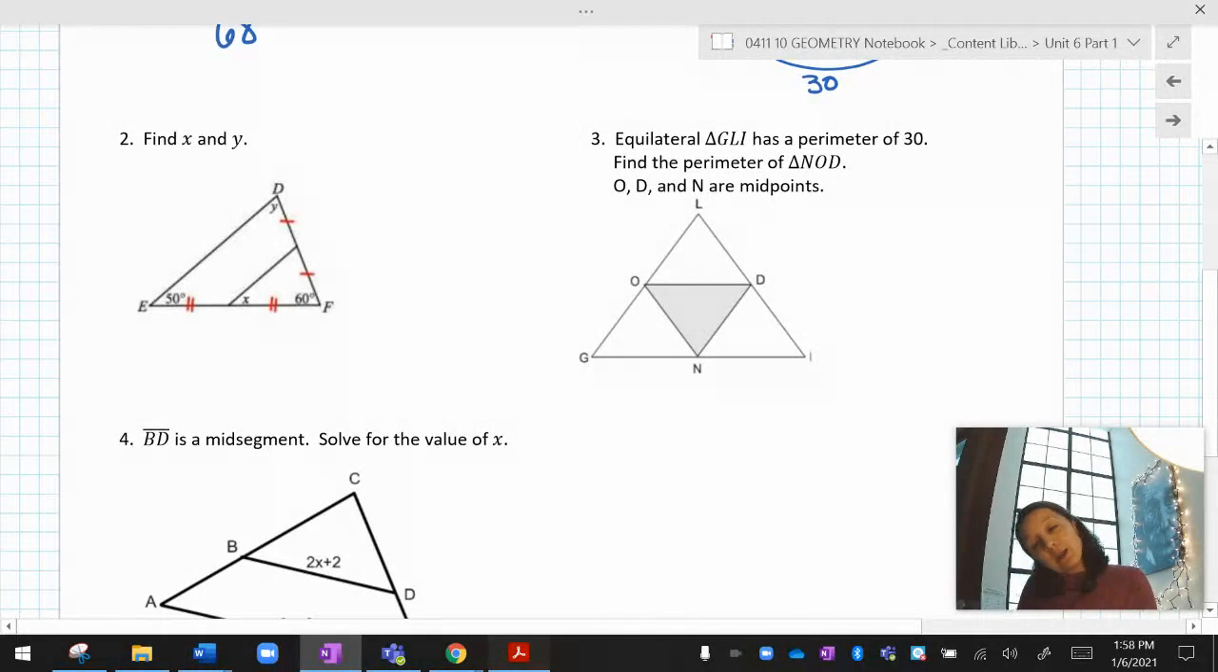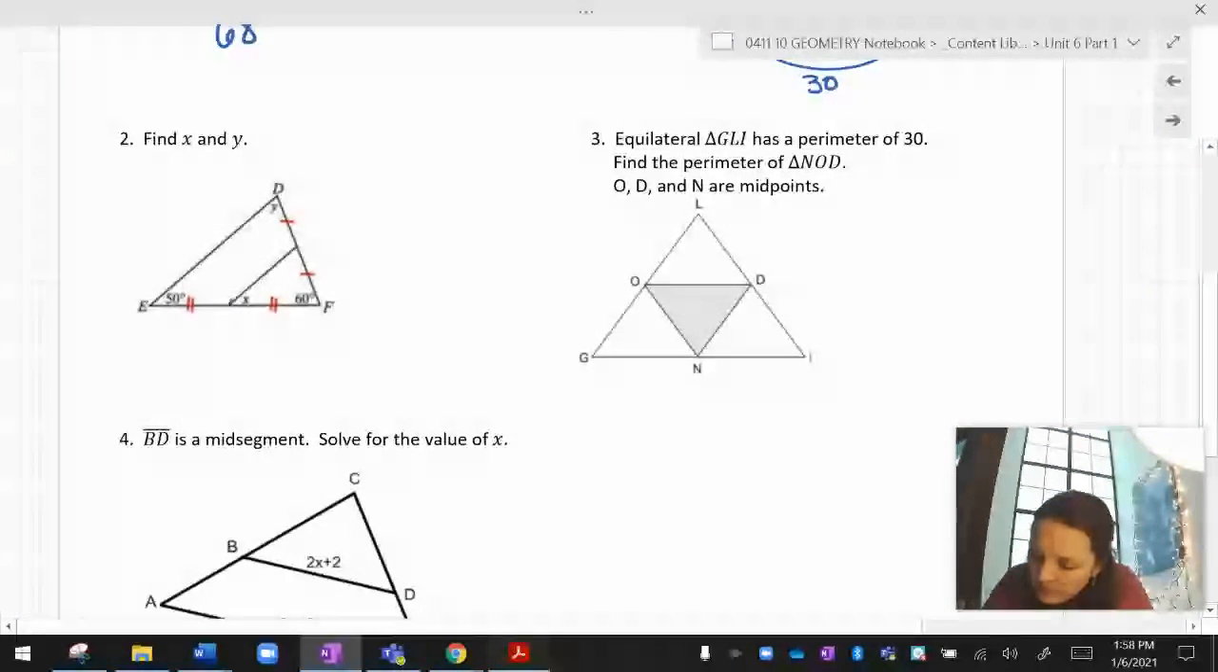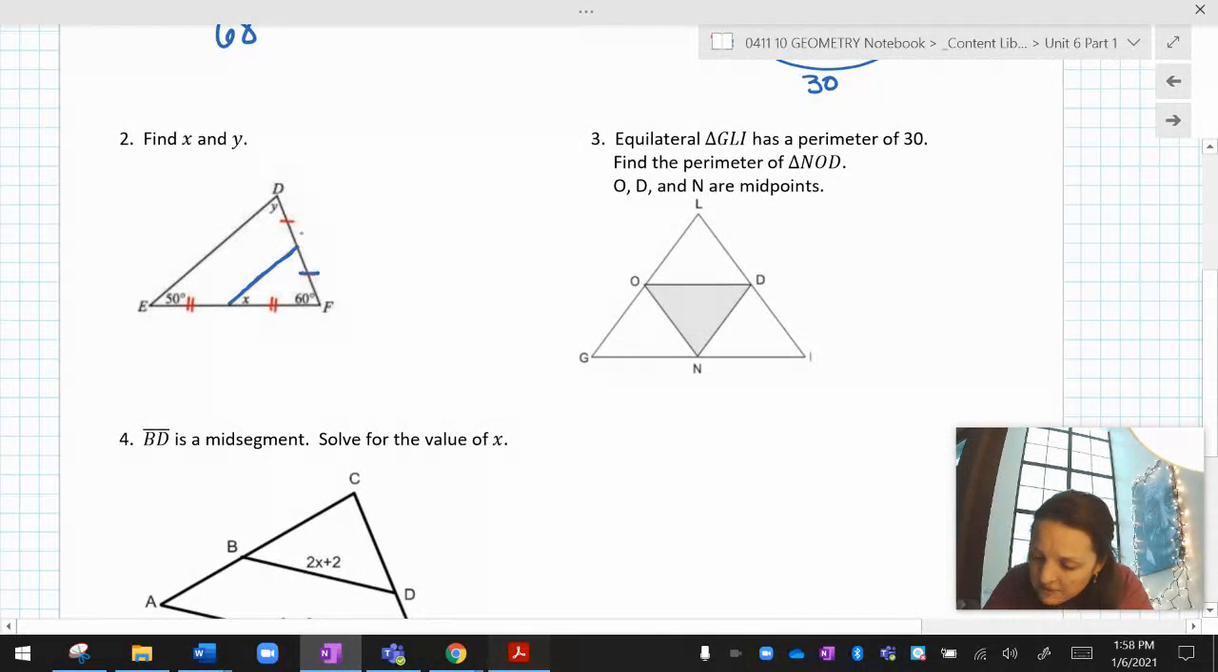Find X and Y again. Now in this one, I might want to tilt my head or turn the paper. You don't have to, but it's sometimes nicer to make it look like your midsegment is parallel to the bottom. Again, though, you don't really have to do that. If I look at this, I know it's a midsegment because of the dashes, which show me I'm connecting two midpoints.